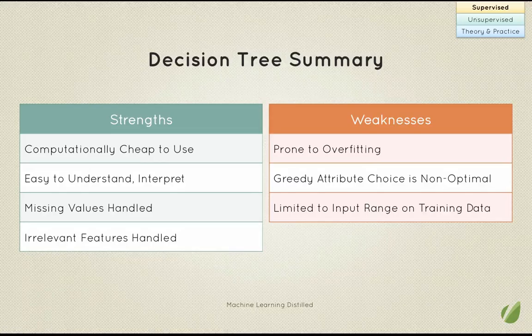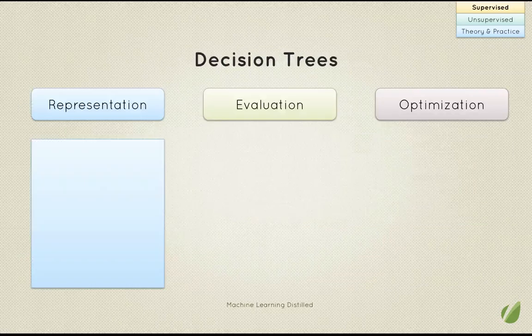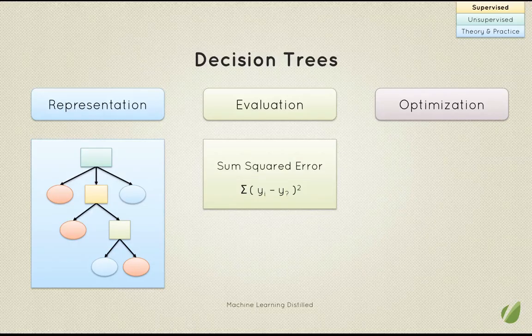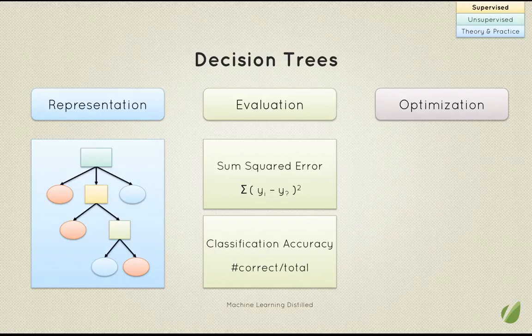So it's not possible to predict beyond the minimum and maximum limits of the input variables that you use in your training data because the decision tree has no idea what to do with those large and small values. How do decision trees fit into our representation, evaluation, optimization, three components of machine learning? Well, the representation is this tree structure, which we've seen. In terms of evaluation, we could look at the sum of squared error or the classification accuracy, as we've seen before. What is the percent correct that are accurately predicted?